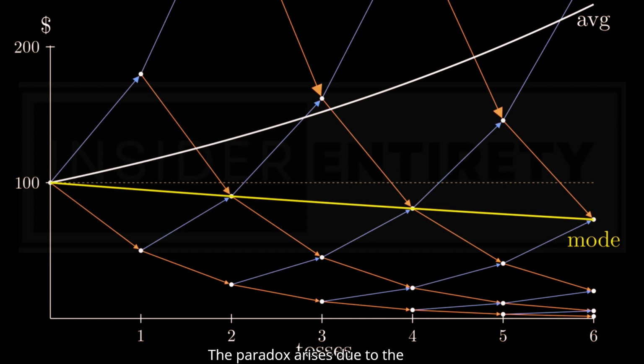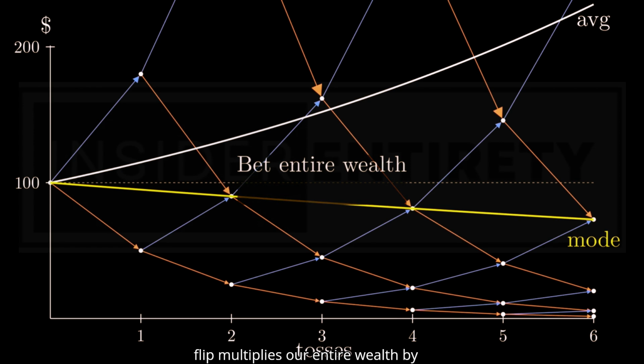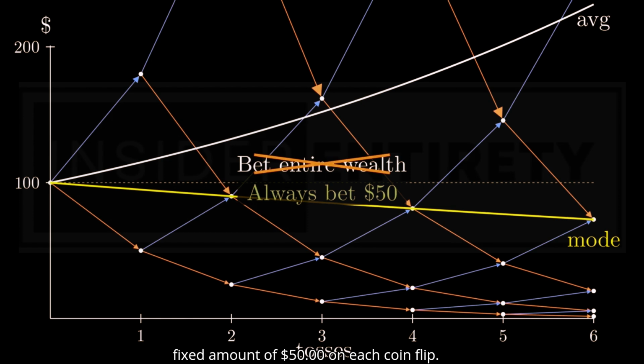The paradox arises due to the multiplicative nature of the game. Each flip multiplies our entire wealth by some factor. The lower we go, the less we can gain. What if we didn't bet our entire wealth on each coin flip? Let's try betting only a fixed amount of $50 on each coin flip.